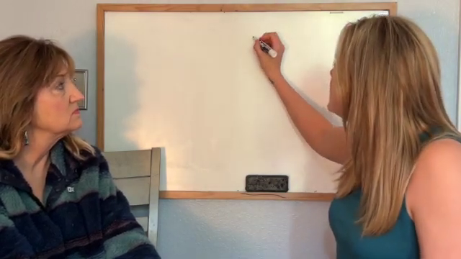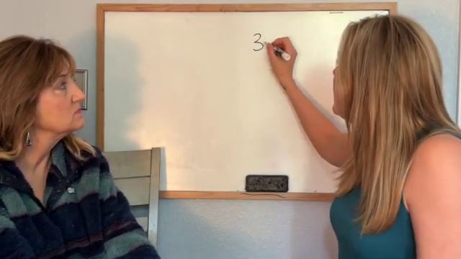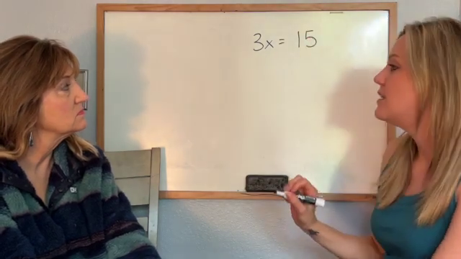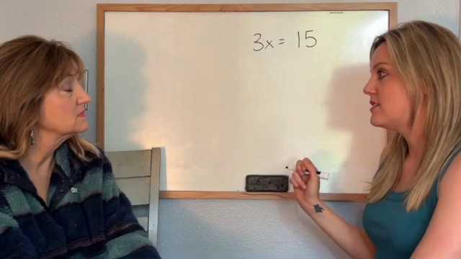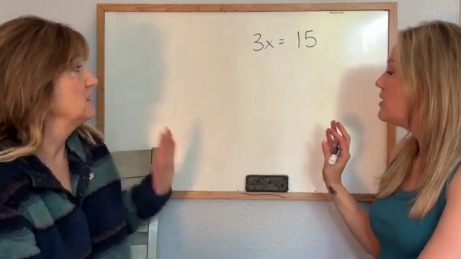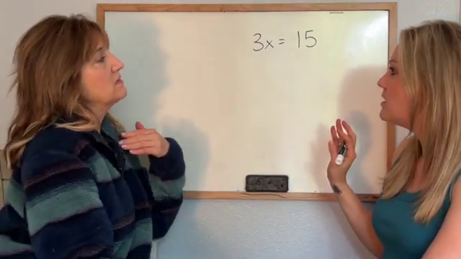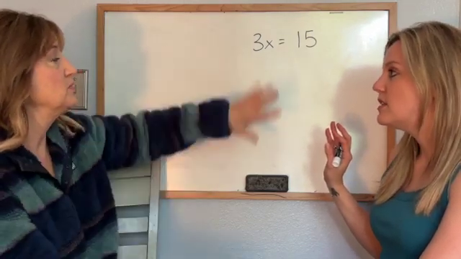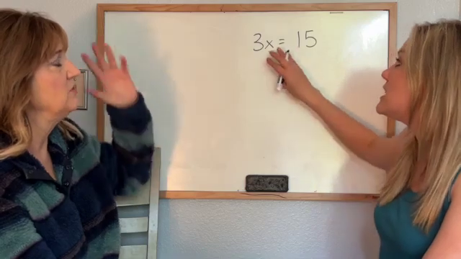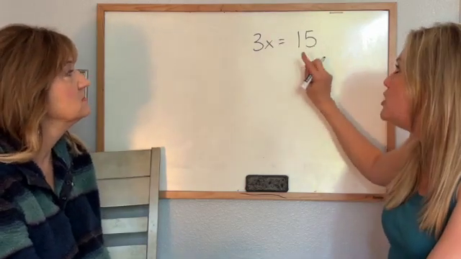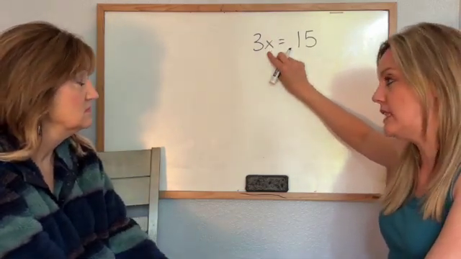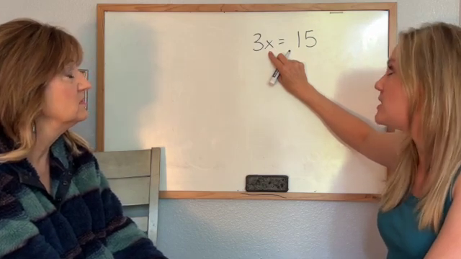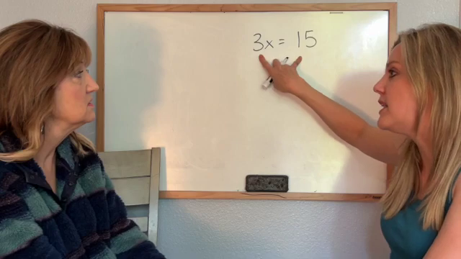So let's pretend I have 3x equals 15. What is x? Well, the only reason I know that is because I know what 3 times 5 is, 15. That's just because I know that. But let's pretend you didn't know that. What could you do? Like, what is x? What's the answer? Well, the real answer is 5. Okay, so how could you use these numbers to get 5?